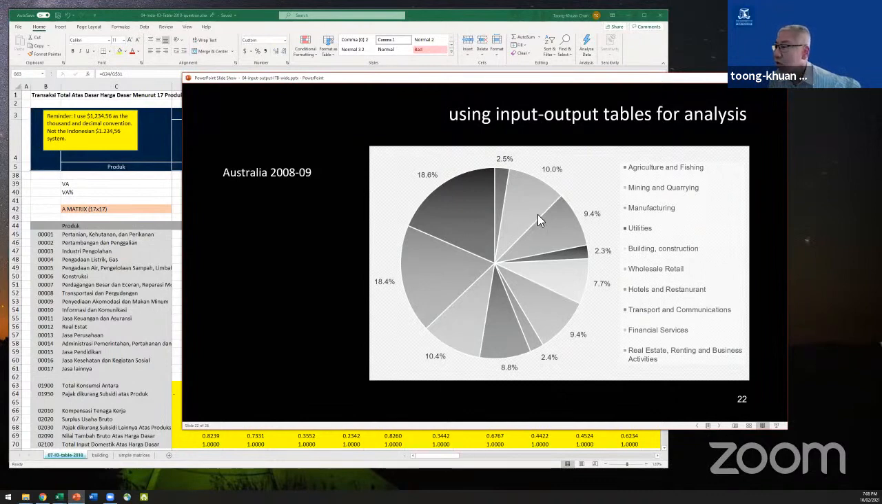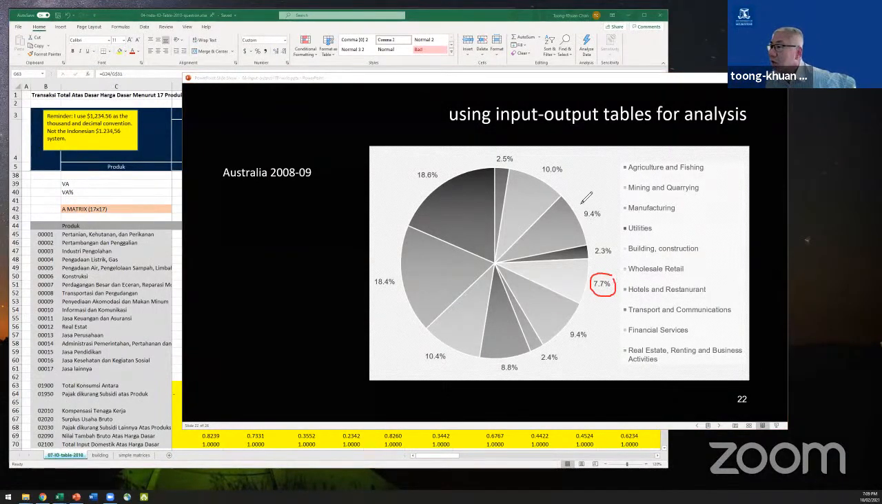If you look at the Australian one, our construction is not that large. I think our construction is about 7.7% over here. Our manufacturing is only 9.4. So our manufacturing has actually come down significantly, and this is even much older data. We don't manufacture so much anymore.